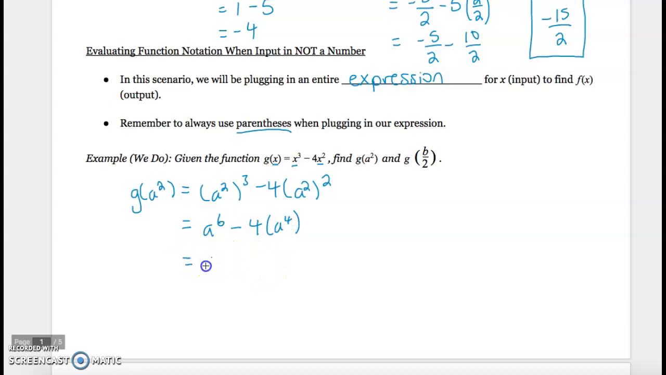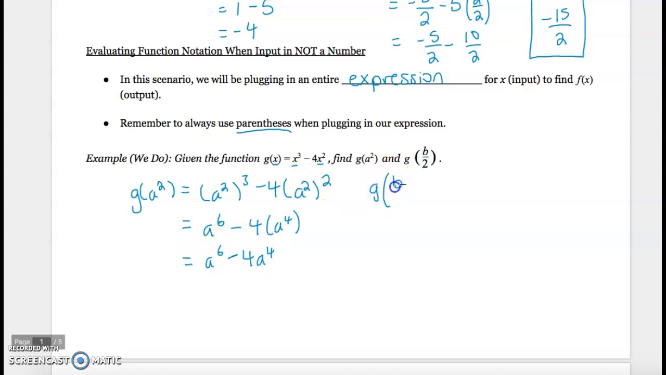And then just to make sure I don't have any parentheses left, negative 4 times a to the fourth is just negative 4a to the fourth. When we get to this part, we check, have I simplified enough? Are there parentheses or exponents that I haven't combined, or excuse me, like terms that I haven't combined? Nope, a to the fourth is different from a to the sixth. So that would be my final answer for that one.